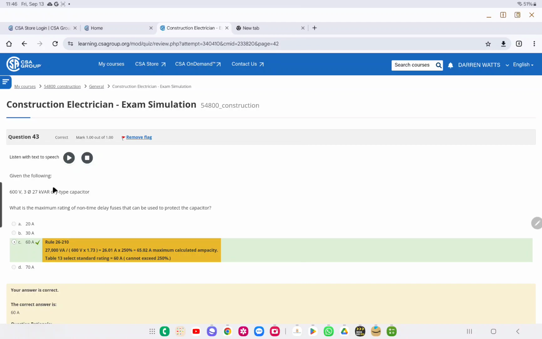All right, here we have given the following: 600 volt 3-phase 27 kVAR dry type capacitor. Anytime they say capacitor, automatically you're going to section 26. Now under section 26, when you look at capacitors, we'll go there in a minute. Let's just finish reading the question. So what is the maximum rating of non-time delay fuses that can be used to protect the capacitor?